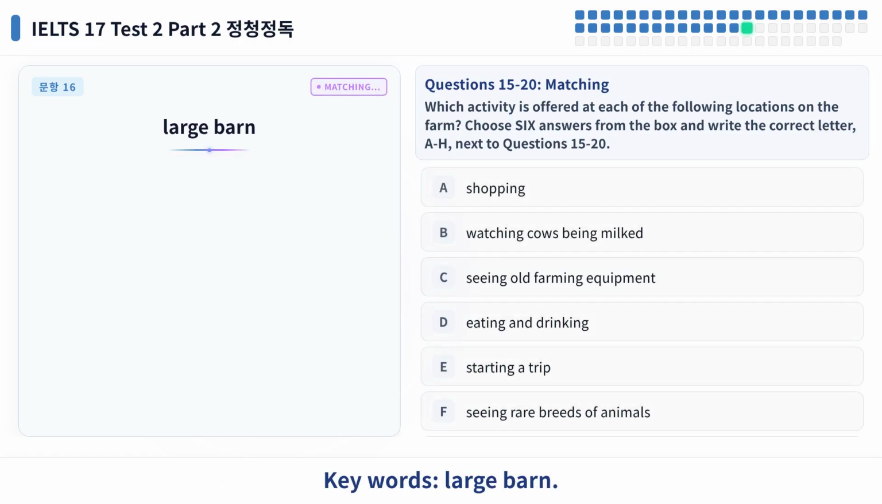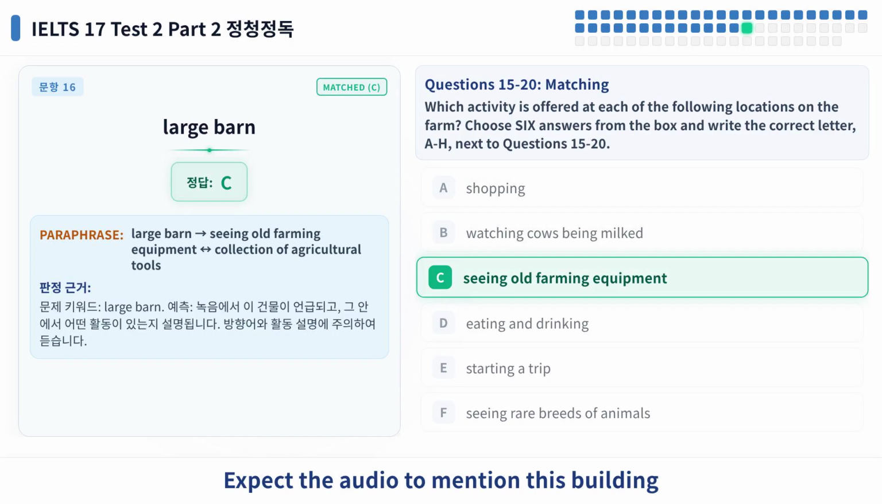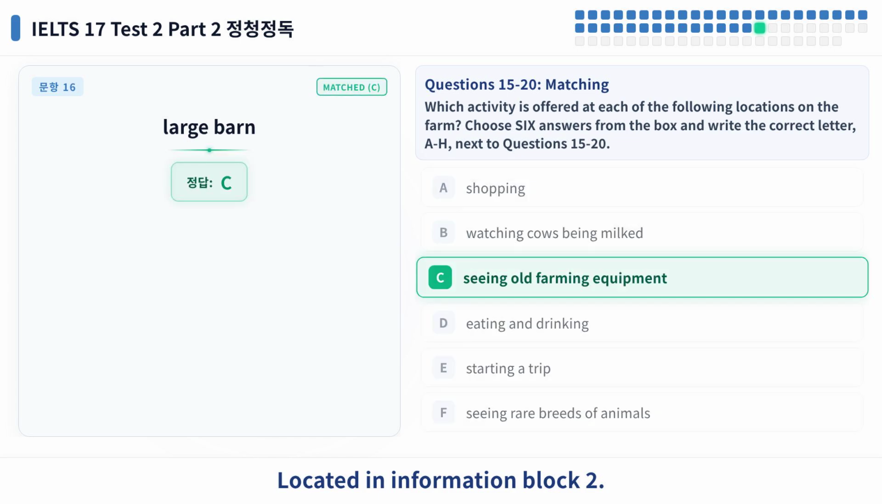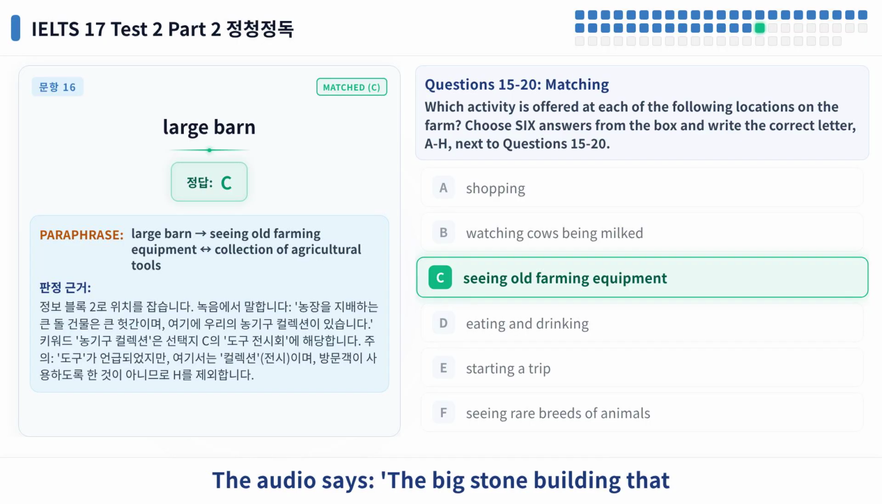Key words: large barn. Expect the audio to mention this building and then describe what activity is inside. Listen for location words and activity descriptions. Located in information block 2, the audio says, the big stone building that dominates the farm is the large barn, and in here is our collection of agricultural tools. The key phrase, collection of agricultural tools, matches option C, tool exhibition.